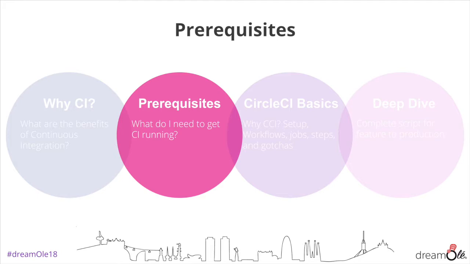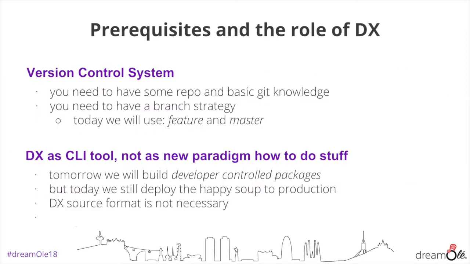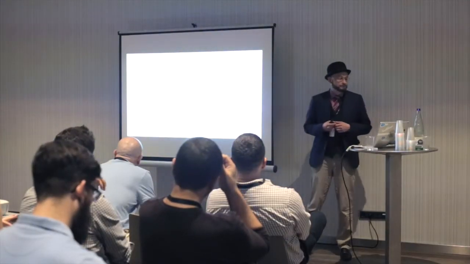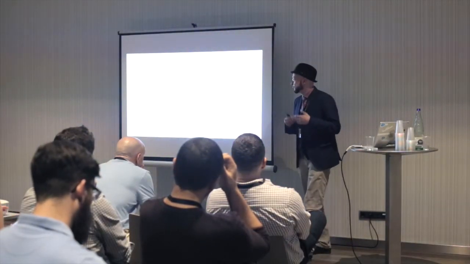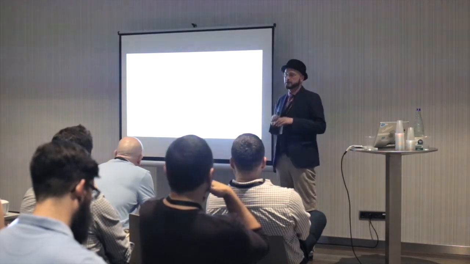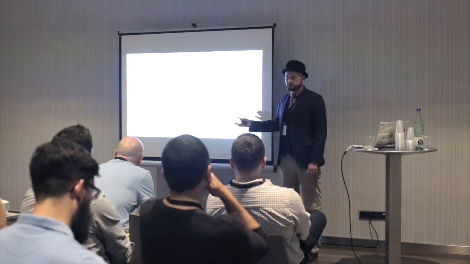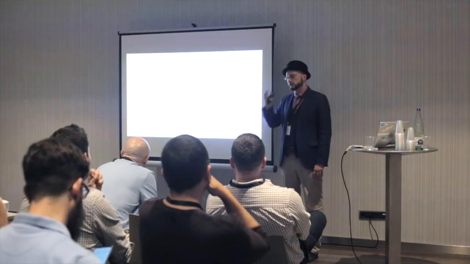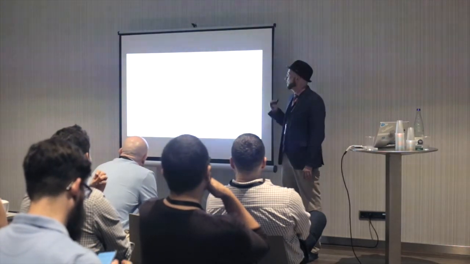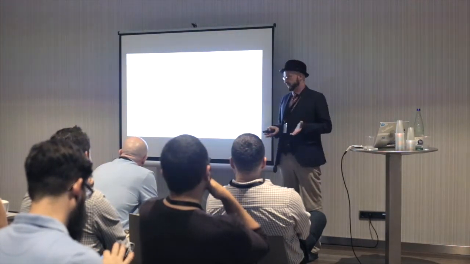First of all, version control system, right? You need to have some repo and you need to have some basic Git knowledge, full stop. You also need to have some kind of branch strategy. Is anyone familiar with what I mean by branch strategy? Great, awesome. That means for today's purposes we will use feature and master, and that's about it. Think about master as the production org, the packaging org, your ultimate goal, basically, and feature as something newly built.